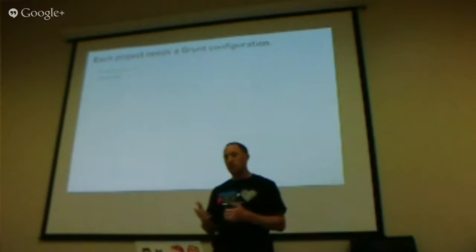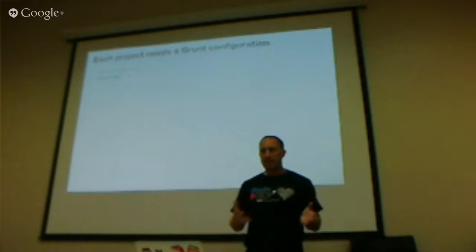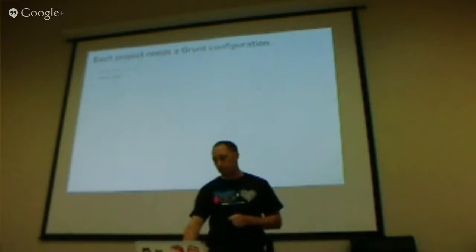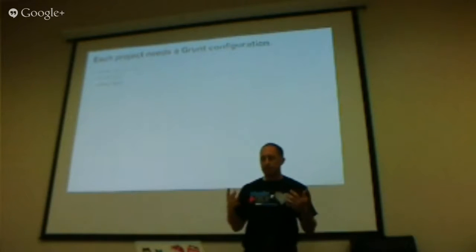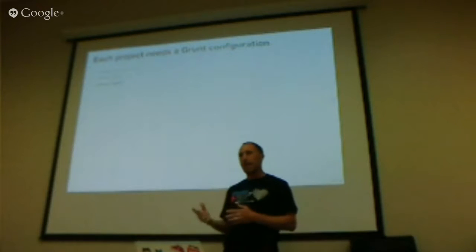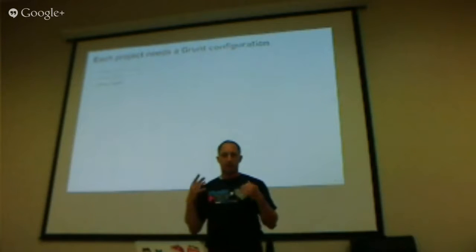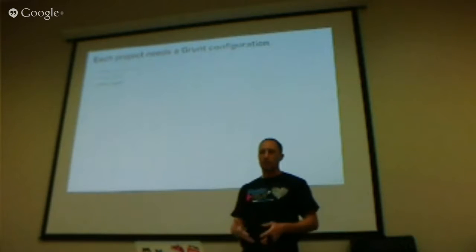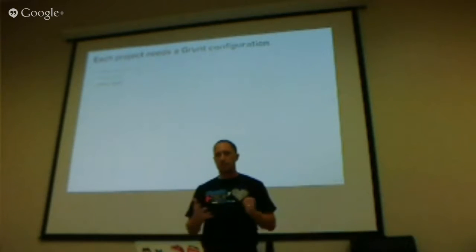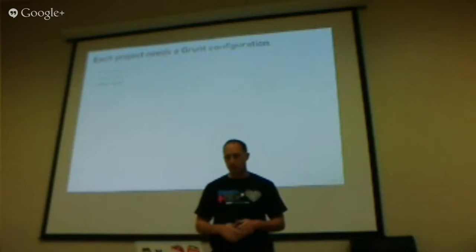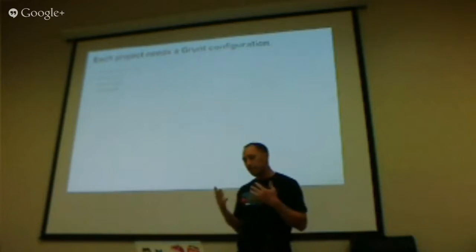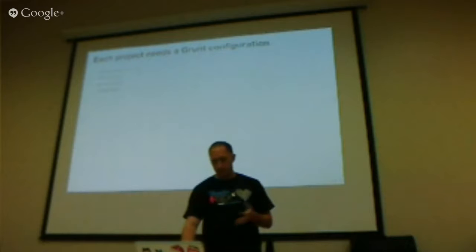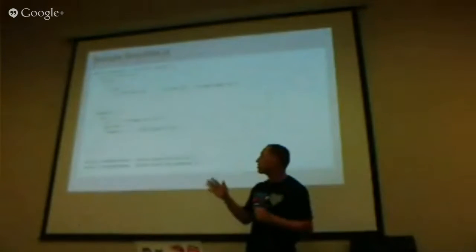So your Grunt configuration is actually where you're going to define the tasks you want to run when you're running grunt. It's going to define different targets for different tasks. So you can have a task to do something to a production environment and a task to do something in a development environment. And you can actually target those tasks individually when you're running grunt. And lastly, it loads your plugins. So that's an important part because grunt runs off of plugins. So here's a sample.